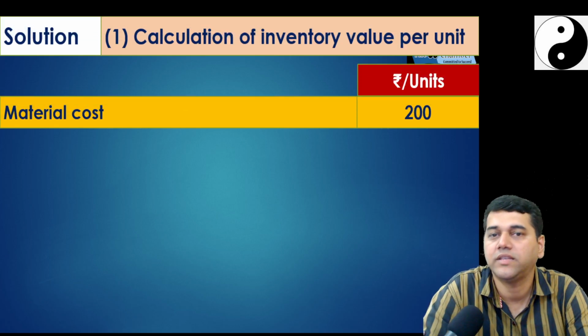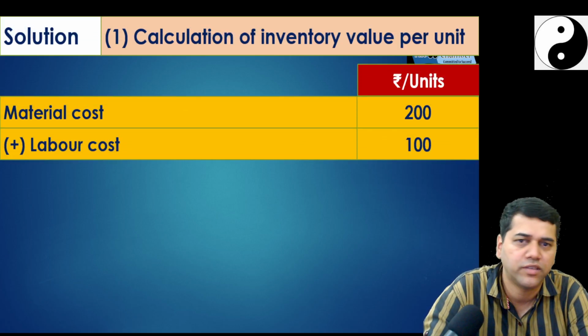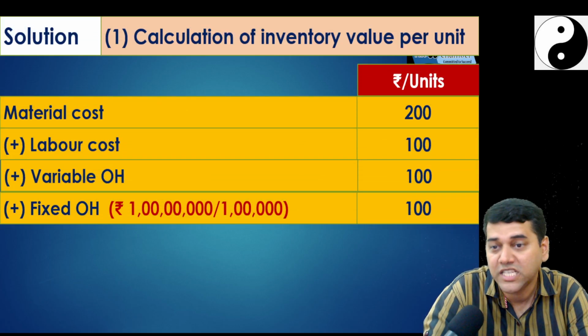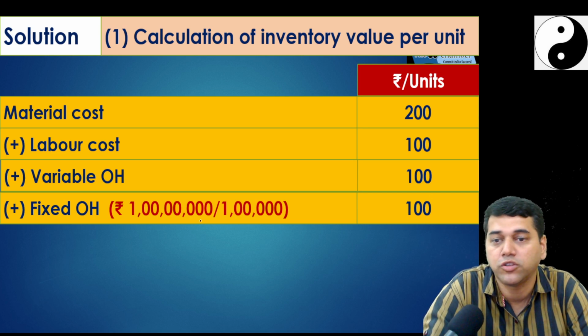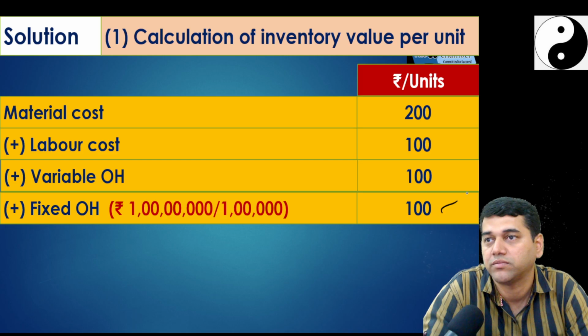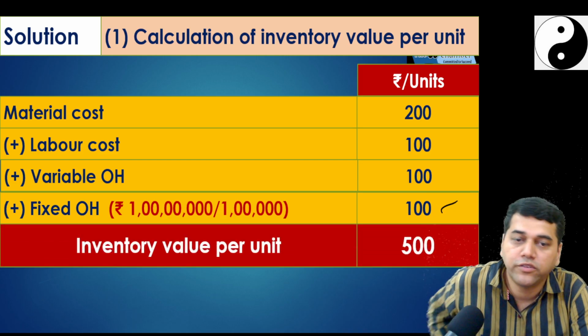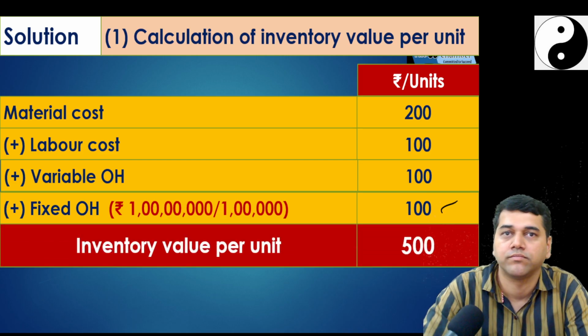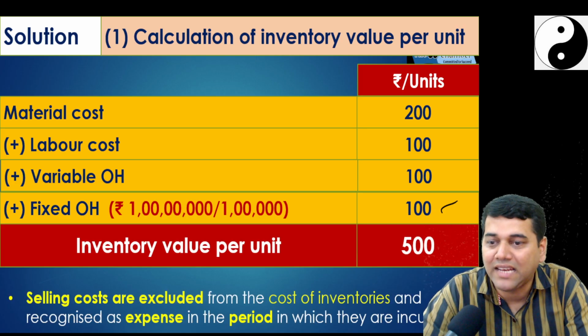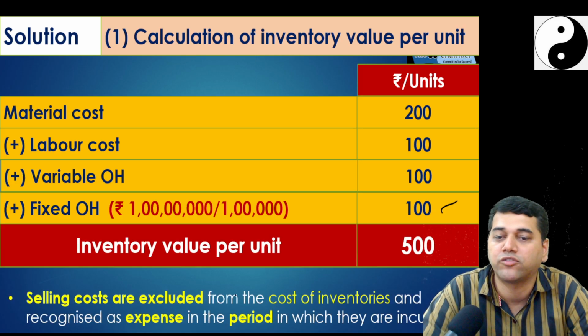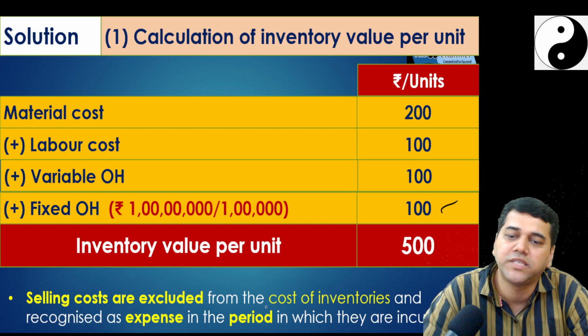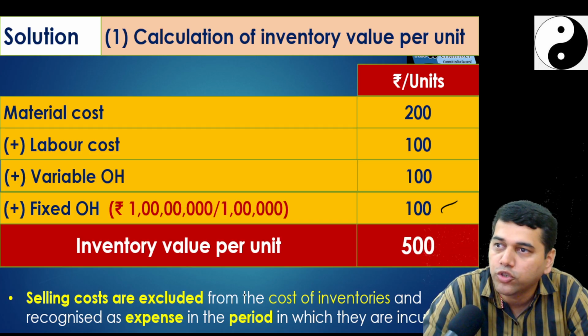First thing is, they asked me inventory value. Straight away I have seen you have done it. So last portion, be careful. It is based on the normal capacity, 100 per unit. So it is 500 rupees per unit. Now you need to tell that selling cost will be excluded and whatever they will be charged to the P&L account. Because we are not going to load it on the inventory.